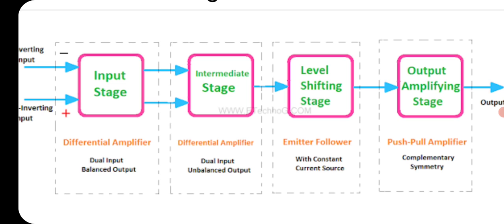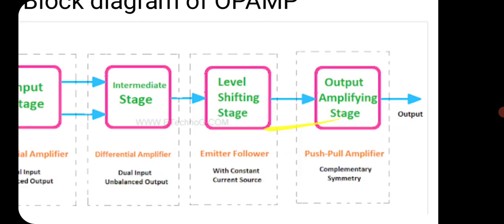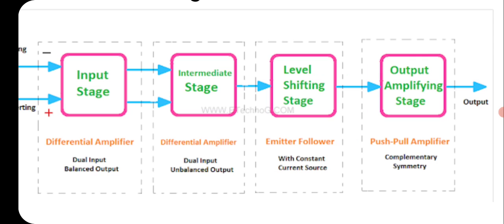Now the next stage is the level shifting stage. In the level shifting stage, it brings the DC voltage level to the ground potential. This happens only when no signal is applied at the input terminals. Then the signal is given to the last stage, which is the output stage.